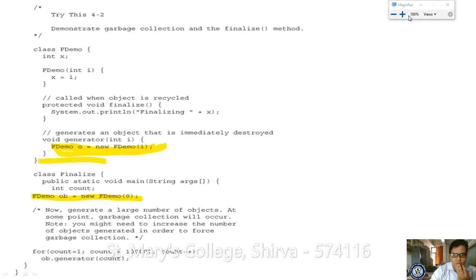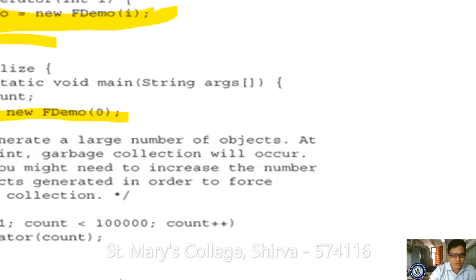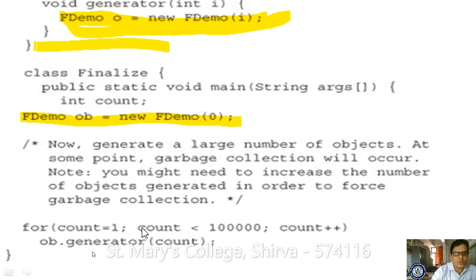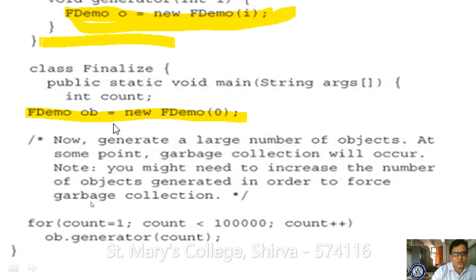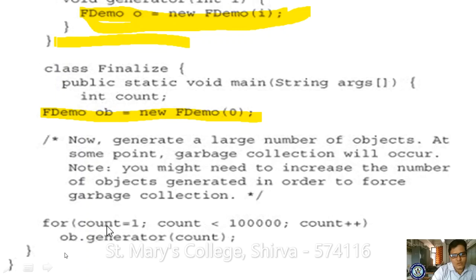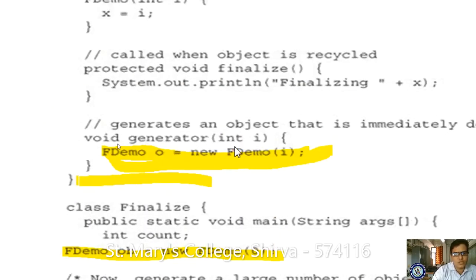What is the for loop I'm writing? Here we have already created the constructor, initialized to 0. Now I'm writing one for loop: for count is equal to 1, count less than or equal to 1 lakh time. If the condition is true, ob.generator. Here it is there.